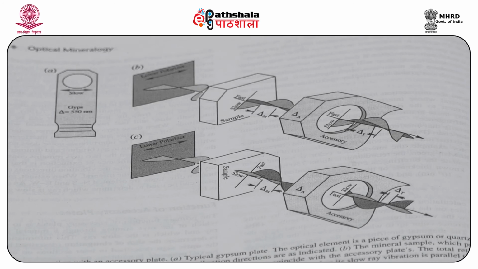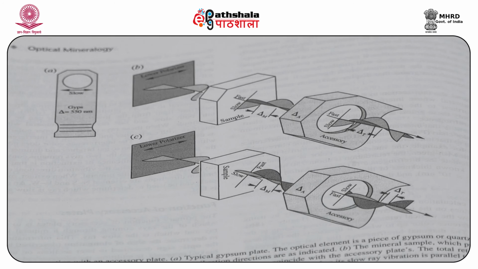The gypsum plate is generally used for quickly distinguishing between second and higher order colors and to distinguish between first order white and a higher order white. We know that the gypsum plate either adds or subtracts retardation equal to one order of interference color, that is 550 nanometer, as was discussed earlier in the diagram.